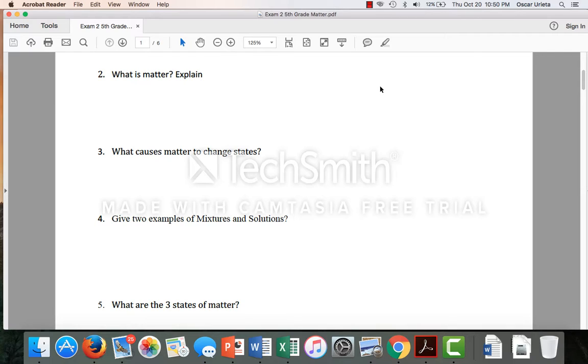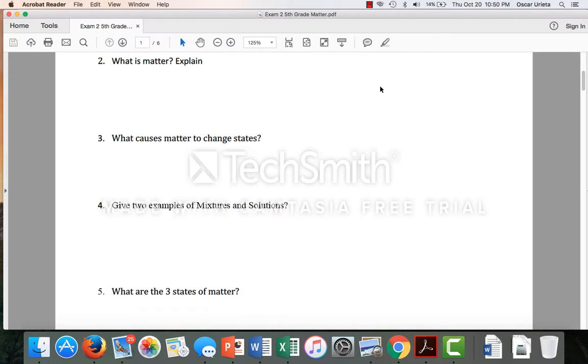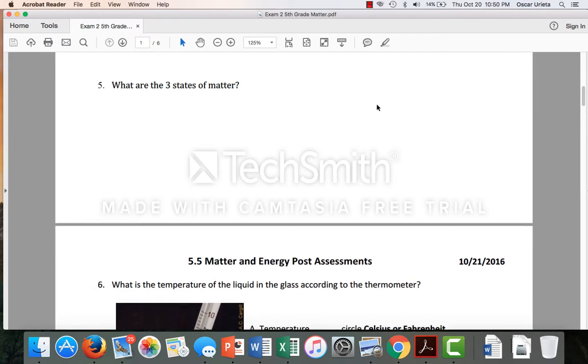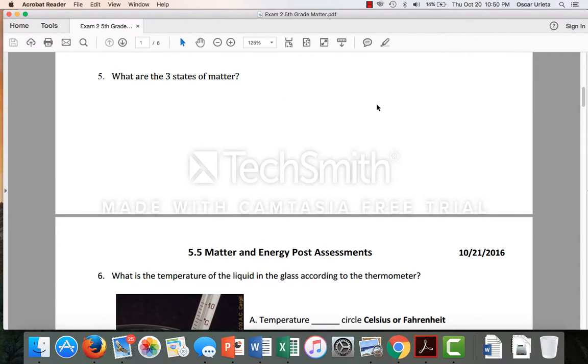Question number 3. What causes matter to change states? Pause it and answer your question. Question number 4. Give 2 examples of mixtures and solutions. Pause it and answer your question. Question number 5. What are the 3 states of matter? Pause it and answer your question.